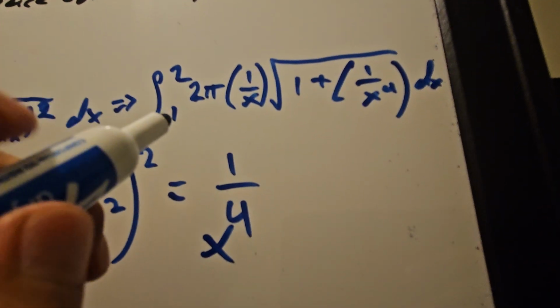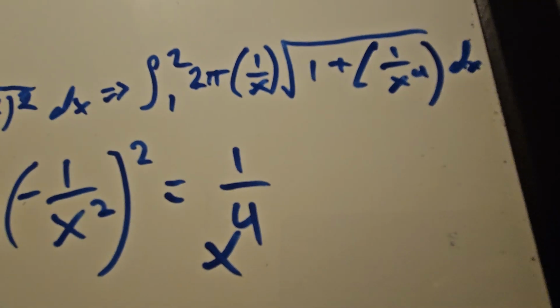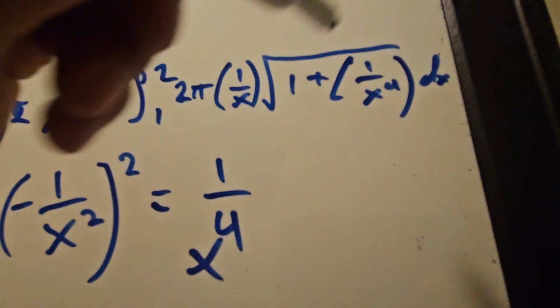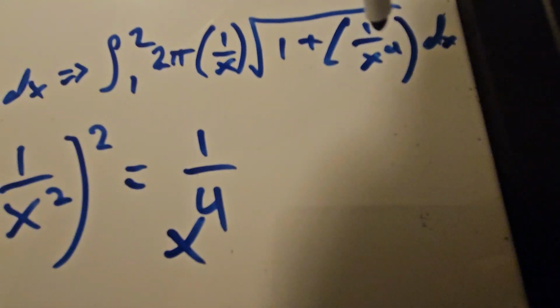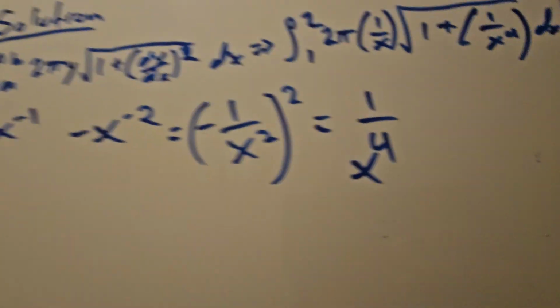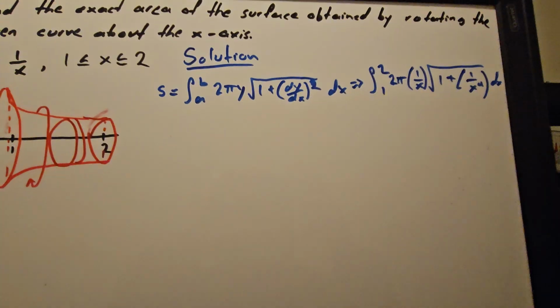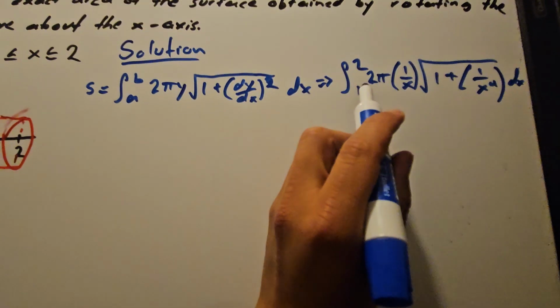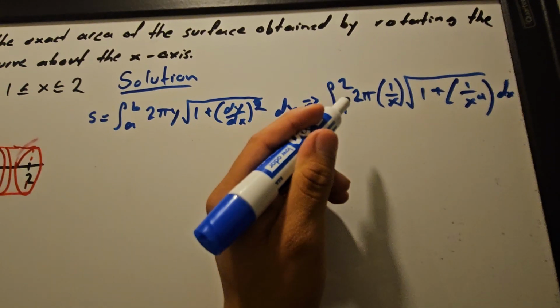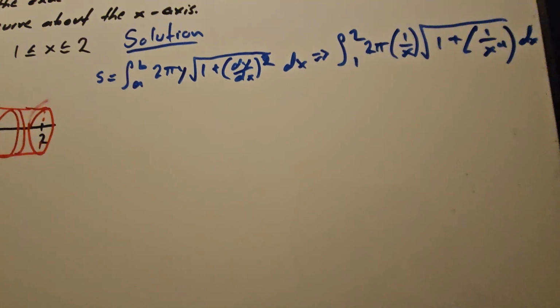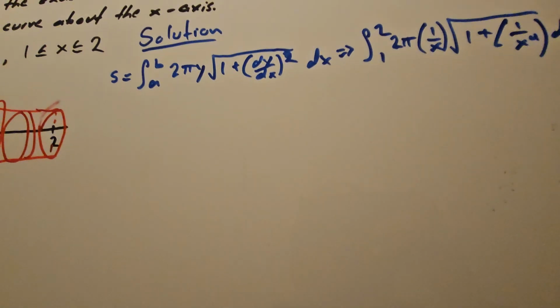So the integral from 1 to 2 is 2 pi times 1 over x times the square root of 1 plus 1 over x to the 4th power dx. Again, that's how we got the derivative. Let me erase the derivative real quick. Now let's rewrite this. Remember, 2 pi is a constant, and we can pull constants out of the integral. Let's go ahead and do that.